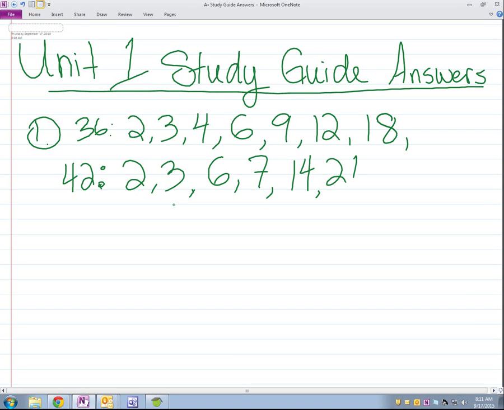42 is an even number. Correct. Yep, and that's the divisibility rule. Beautiful. Good memory. All right, so those are all those. Let's go to number 2.